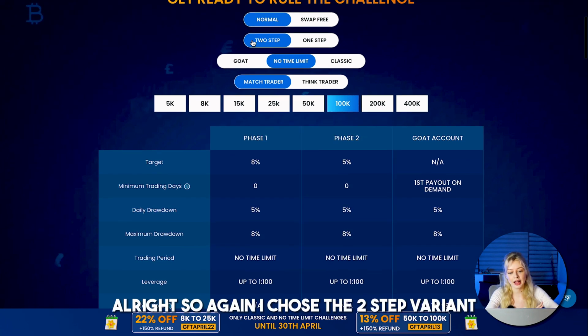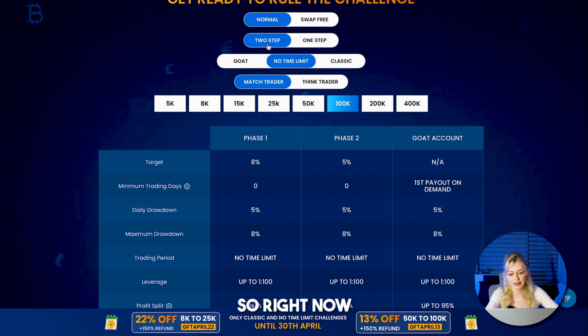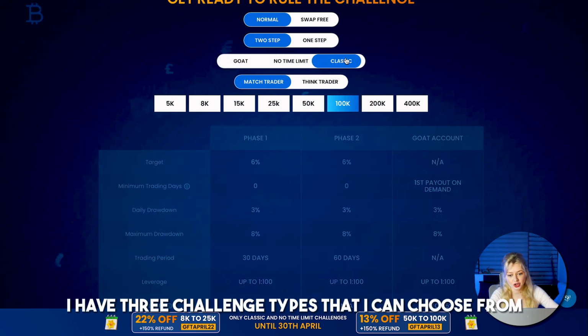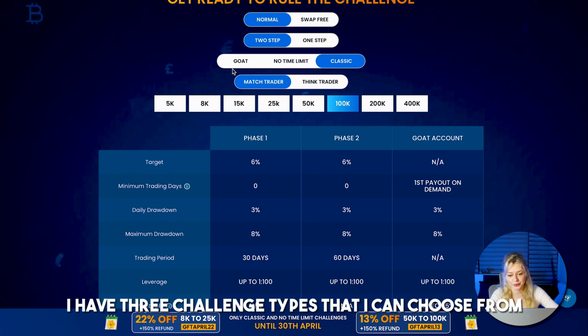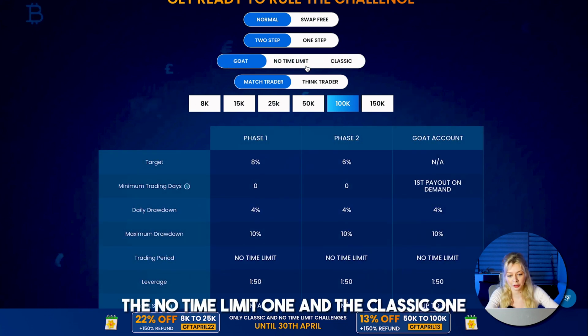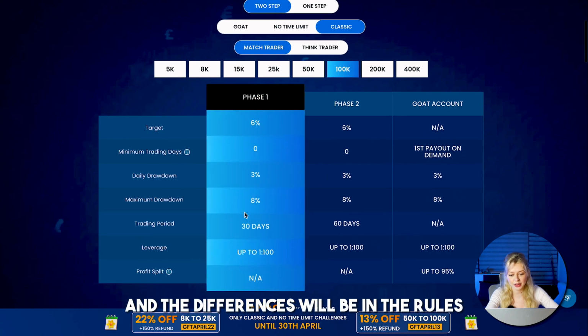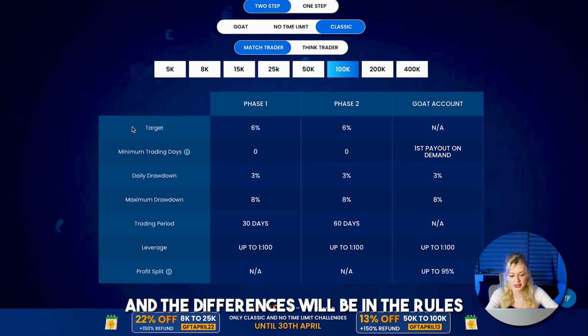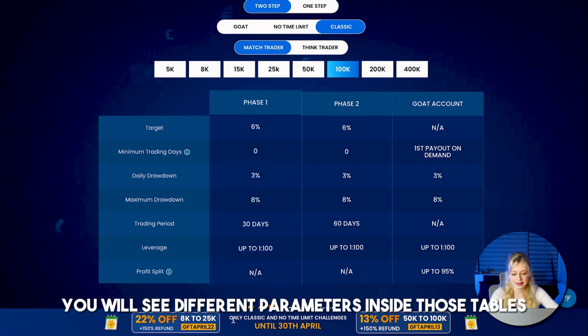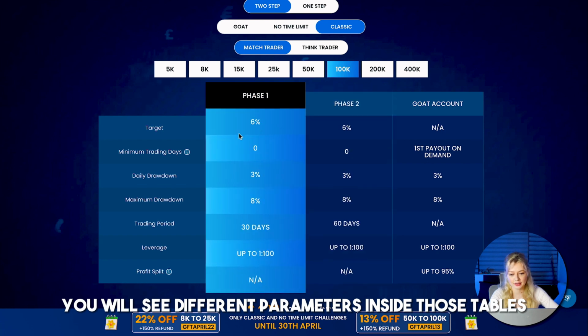Alright, so again, I chose the two-step variant. So right now I have 3 challenge types that I can choose from. I have the GOAT one, the no time limit one, and the classic one. And the differences will be in the rules that you will see here. You will see different parameters inside those tables.